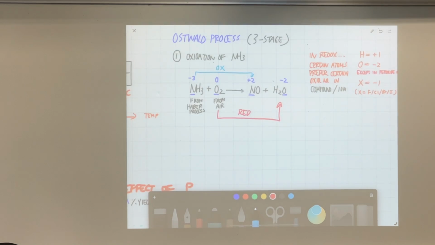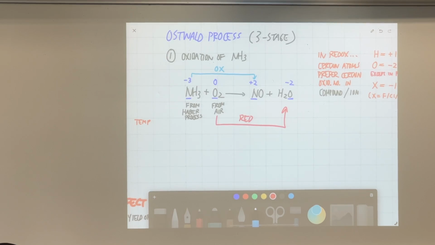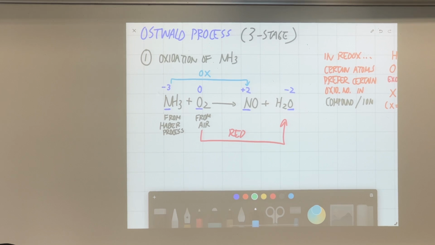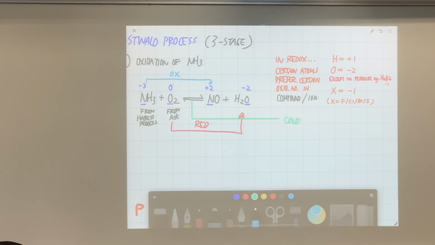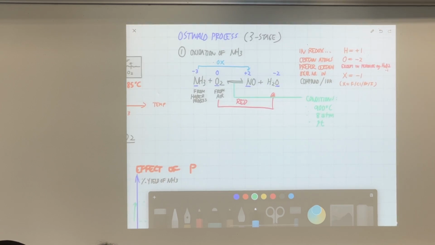Good. Okay, that's it. And for this reaction, you also need to remember the conditions. Can you put down the conditions here? Oh, by the way, this should be a reversible reaction like that. So this is a reversible reaction with the following conditions: 900 degrees C for temperature, 8 atm for pressure, and this time the catalyst is platinum. Okay, so it's platinum. This reaction makes NO for our second reaction. So this would go to step 2.